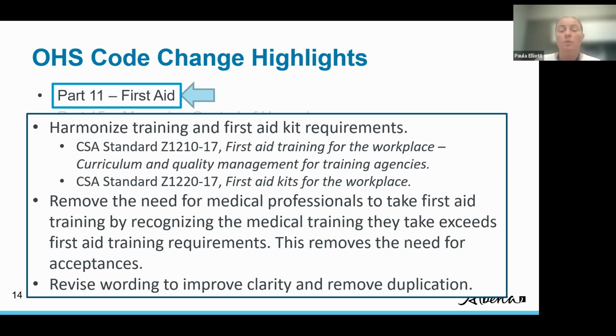We had to make changes in Part 1, which is around definitions, to align the terminology, similar to what we did with the training requirements, and also in Schedule 2 to remove the previously prescriptive First Aid kit content and replace it with reference to the updated tables. A resource has been developed for stakeholders to use to compare the previous content requirements with the new requirements of the CSA standard.